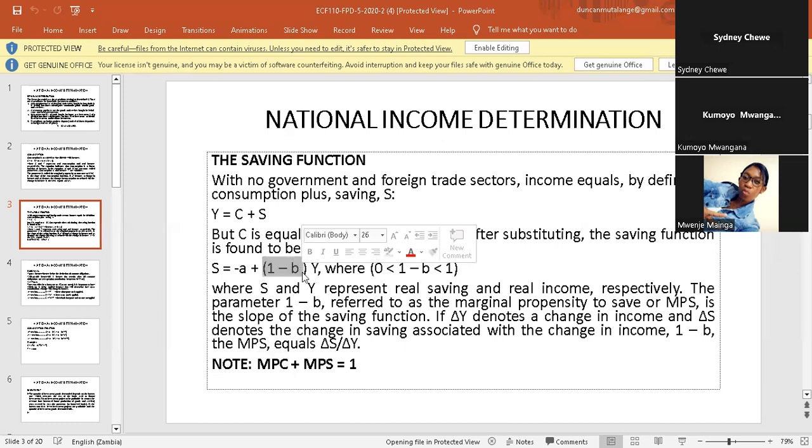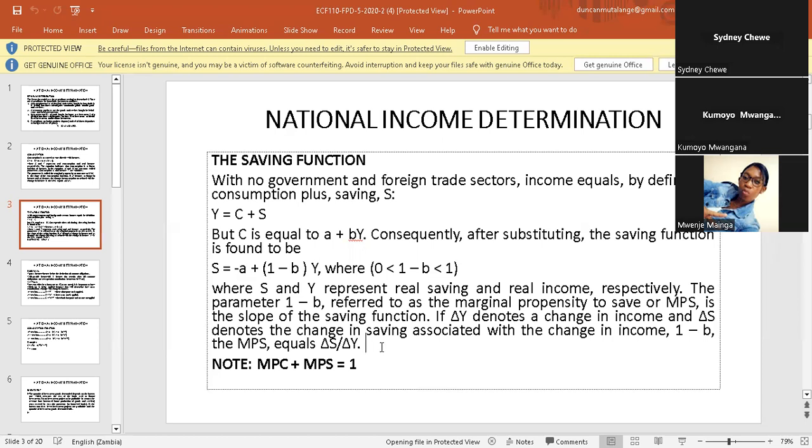All right. Then, I said the MPS is just the opposite of the other one. So you can see that in the MPC, our A was positive. Here it's going to be negative. So our MPS is just represented as negative A plus 1 minus B, then everything, this is the Y. And that is all that is there.